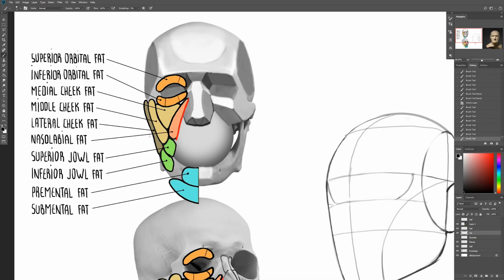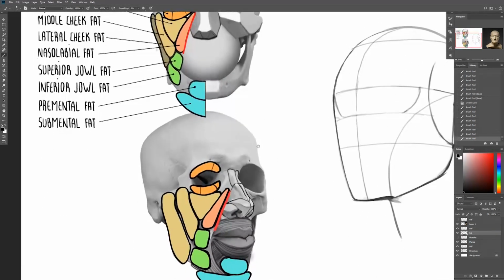Moving down, we have all the cheek fat. So all the cheek fat pads, we are going to have kind of like this triangle shape right under the inferior orbital fat, which is going to be called the medial cheek fat. Then we have right to the side of the face the middle cheek fat, and all the way to the side the lateral cheek fat.